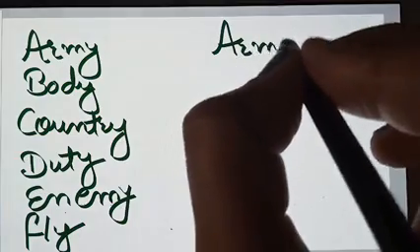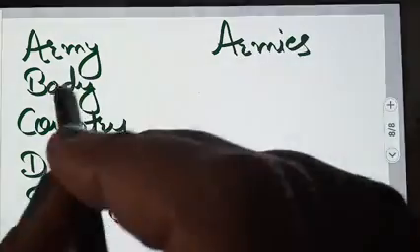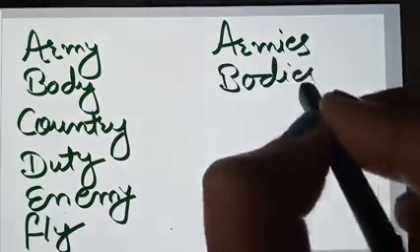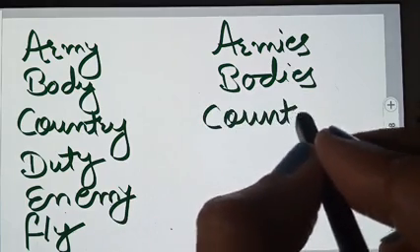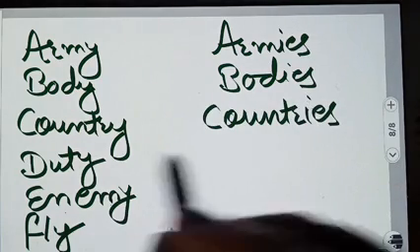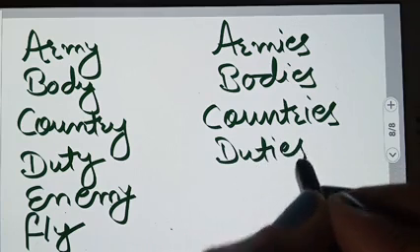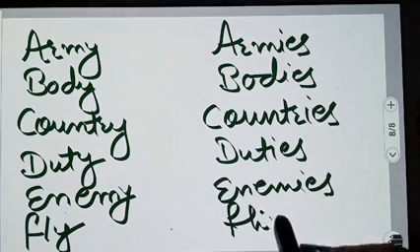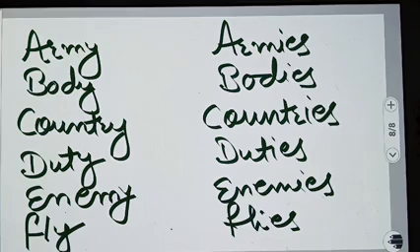So how will you change that? Army will become armies. We'll remove y and we'll add ies. Body, bodies. Countries, ies, we are ending just here for making them plural. Duty, duties. Enemy, enemies. Fly, flies. So like that you can just convert them easily. Two-three examples more and then we'll see some other topic for the next one.